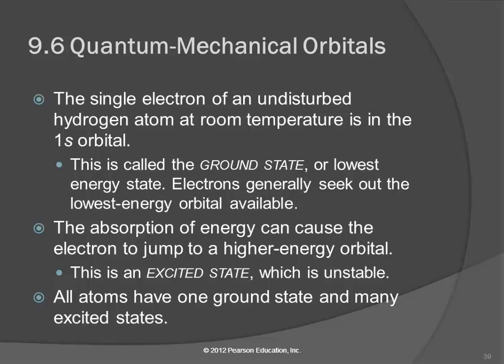So hydrogen has one electron, and in its undisturbed state, that electron is going to be in the lowest energy orbital it can be in.